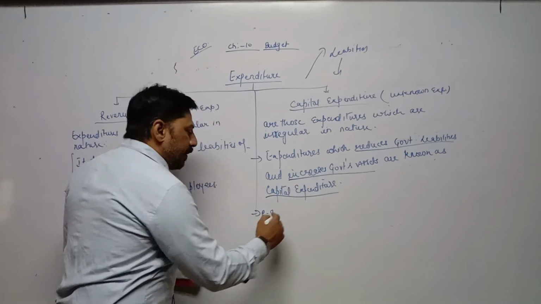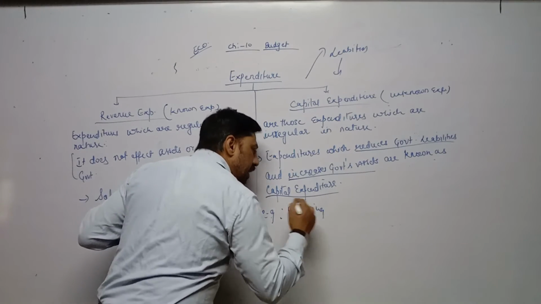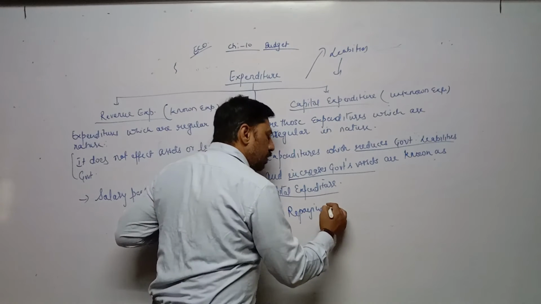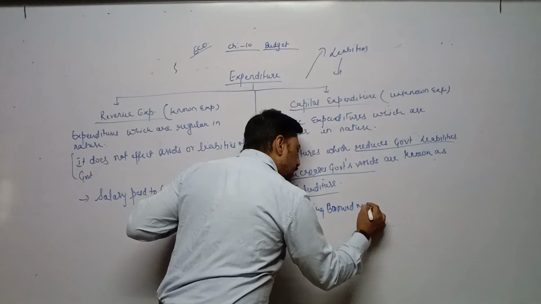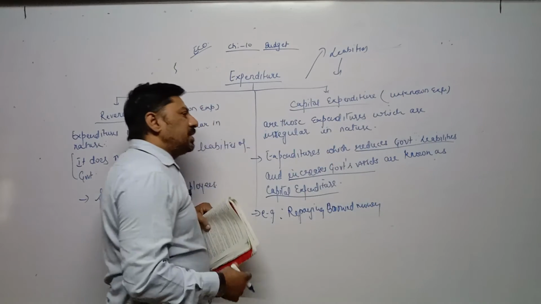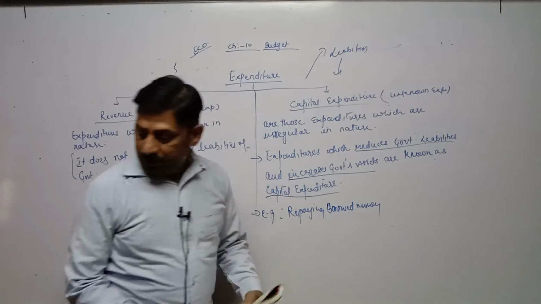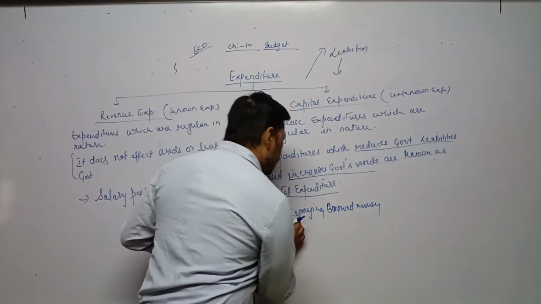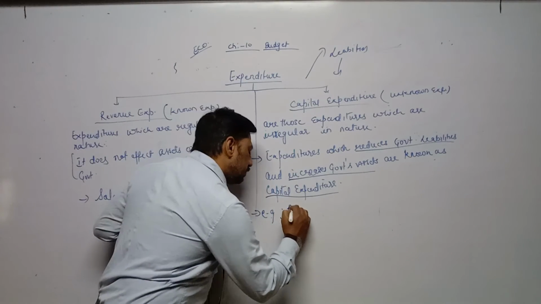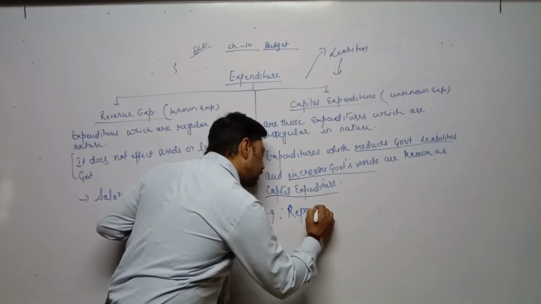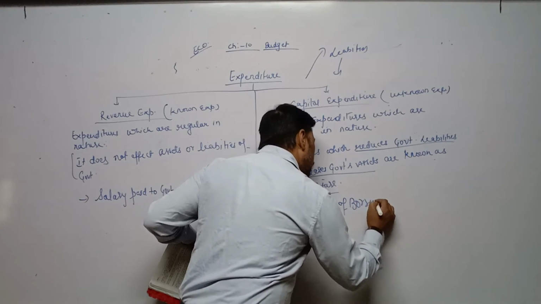So whenever they are repaying the borrowed money, when we are repaying, it means it becomes an expenditure, and this repayment of borrowed money reduces liabilities. Repayment of borrowed money.